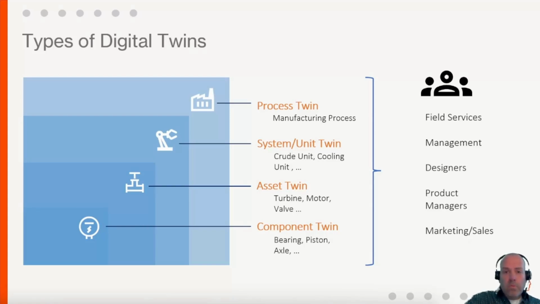There's the component twin at the bottom of this slide. For example, that represents a bearing, a piston, an axle that can support field services technicians to continuously monitor and offer predictive maintenance insights while reducing equipment downtime, planned and unplanned, and enables service-based business models.